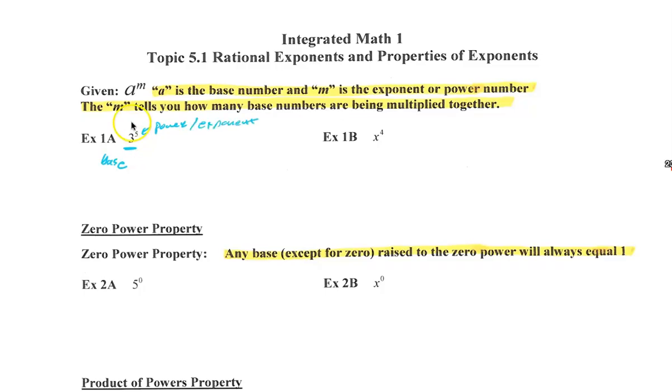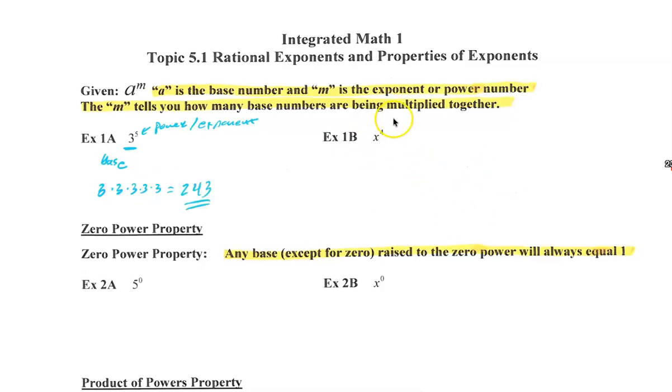And then all this means is how many times we want to multiply the base by itself. So in this case, we're going to multiply 3 times itself 5 times. That's what 3 to the 5th means. It means 3 times 3 times 3 times 3 times 3, 5 times. And then you can multiply it all together and you get 243.